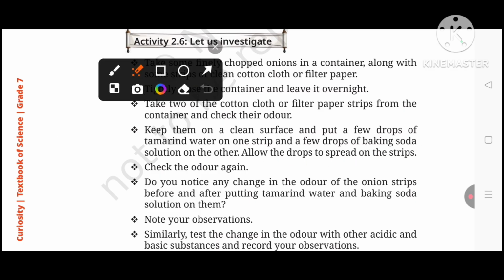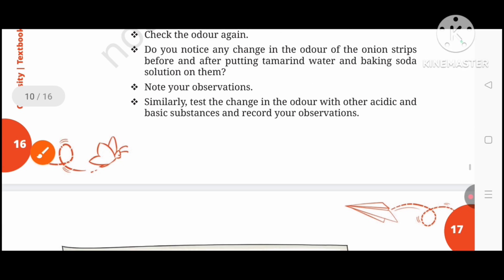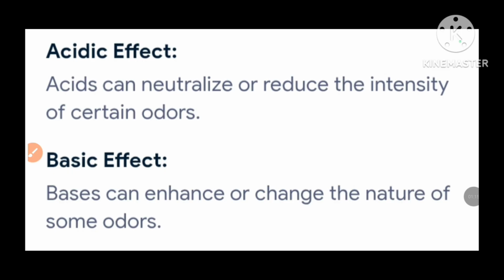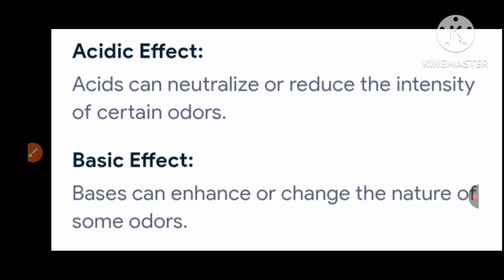Check the odor again. Do you notice any change in the odor of the onion strip before and after putting the turmeric water and the baking soda solution on them? Note your observation. Similarly, test the change with other acidic and basic substances and record your observations.